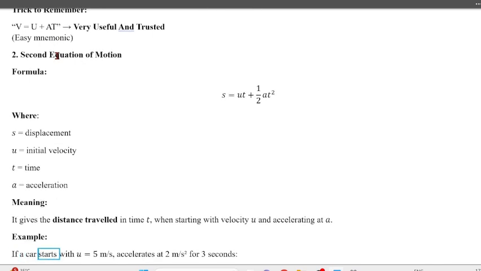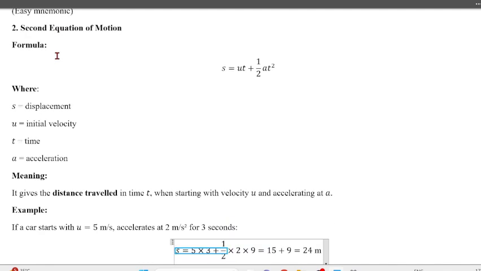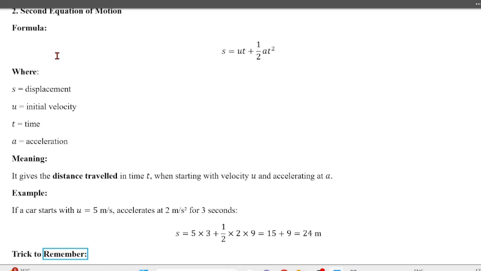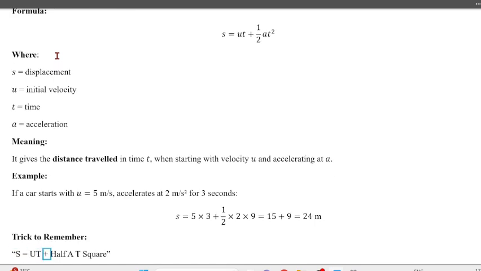Example: if a car starts with u equals 5 m/s and accelerates at 2 m/s² for 3 seconds, s equals 5 times 3 plus 1/2 times 2 times 9 equals 15 plus 9 equals 24 m. Trick to remember: s is equal to ut plus half at squared.